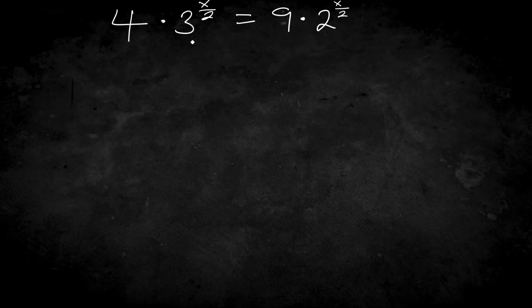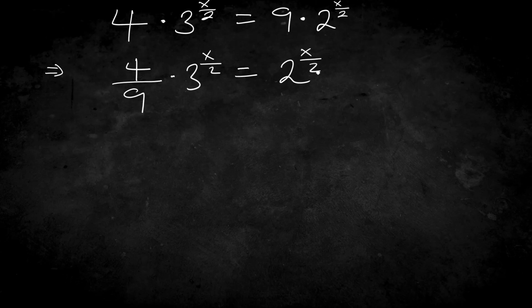Since we have this and that having the same powers, we can group them on one side and also group 9 and 4 on one side. So let's divide both sides, whichever way we get the same thing. So let's go this way. Let's divide both sides by 9. So it will be 4 over 9, 3 raised to x/2, and we have 2 raised to x/2.